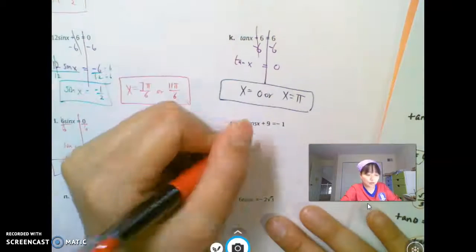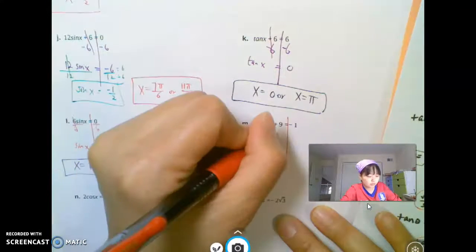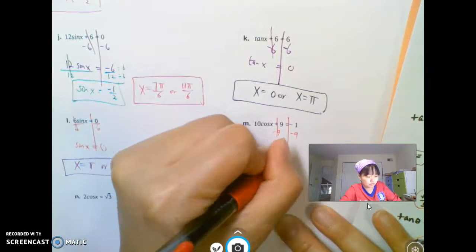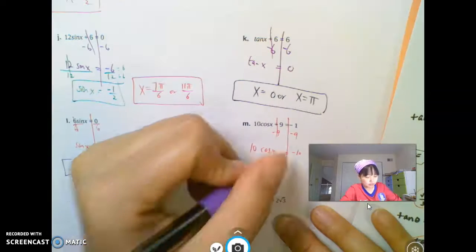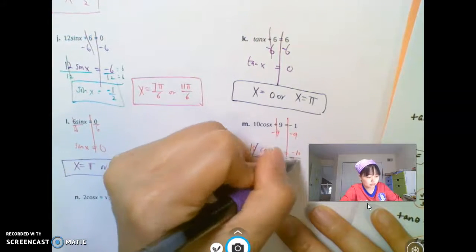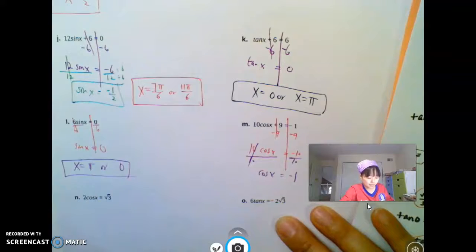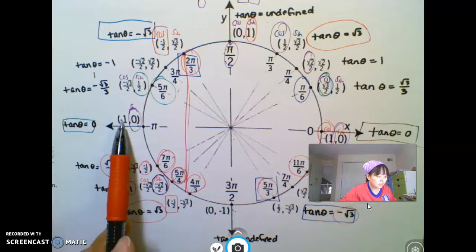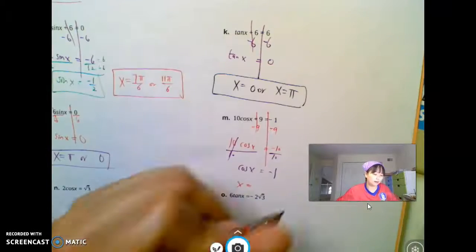Let's do M. Is there something to add or subtract? Sure, there's the 9. Negative 1 minus 9, negative 10. Is there something to divide? Yes, the 10. So cosine of x is negative 1. 1 and negative 1, there's only one solution. So cosine is the x coordinate, negative 1. It's only here. It's at pi.